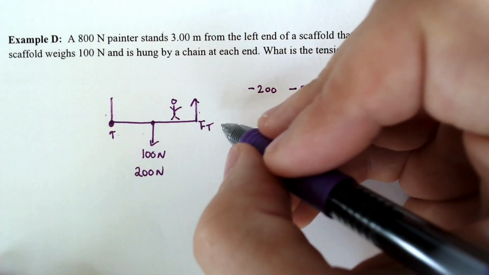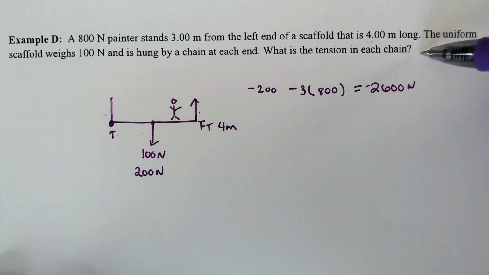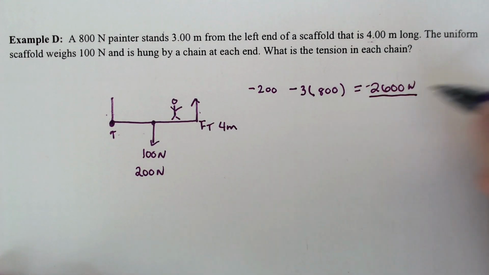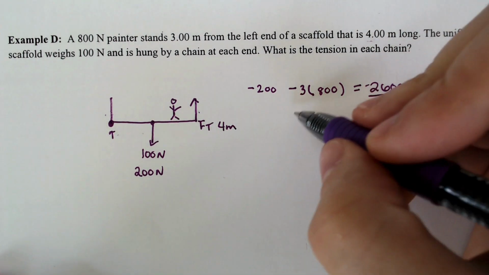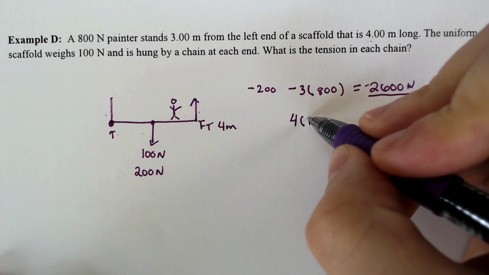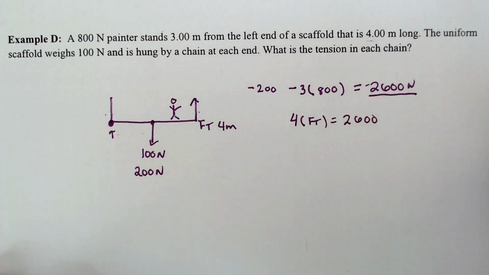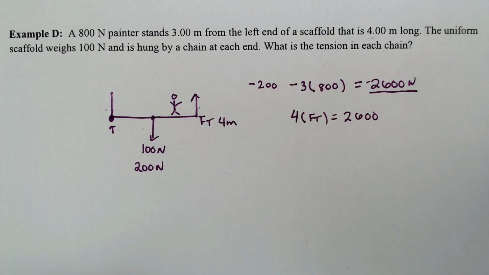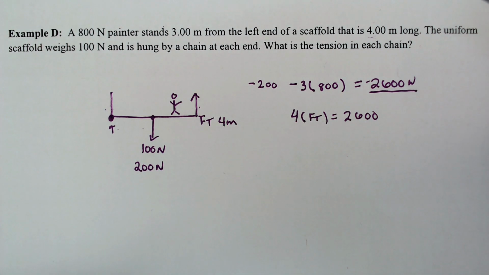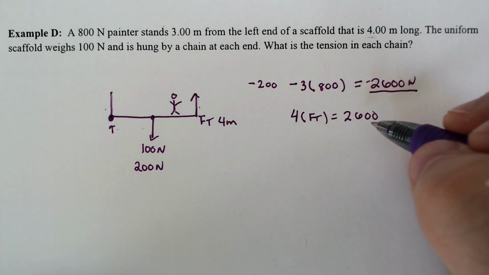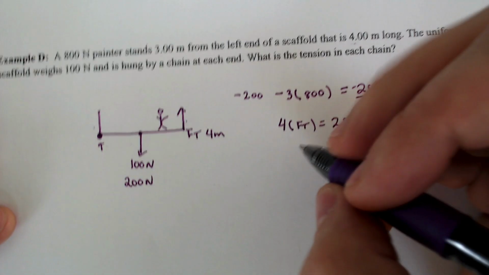Well, this force of tension is 4 meters away, because it says it's somewhere around here, 4 meters long. So all of this 2,600 is going to be counteracted by this 4 meters away tension. So if we have 4 times the force of tension, because it's 4 meters away, that would have to equal the 2,600. You may be asking, why didn't you make it negative? And that is because tension is going to be considered positive, plus you can think of it going in the upward clockwise direction. So if we divide 2,600 by 4, you get, drum roll please, 650 newtons.